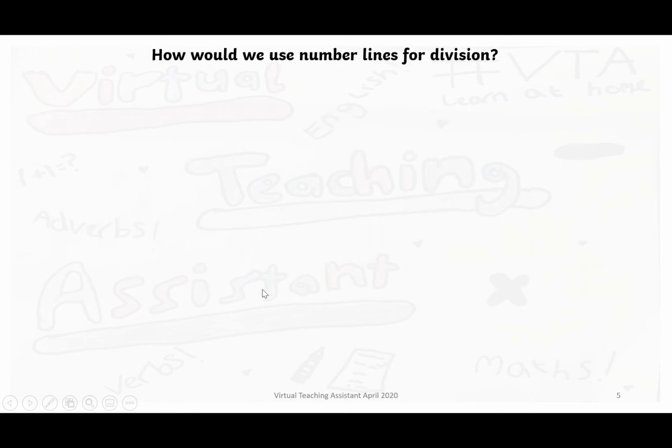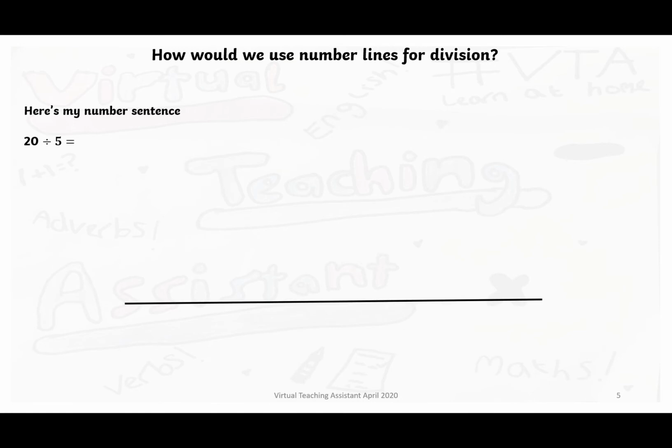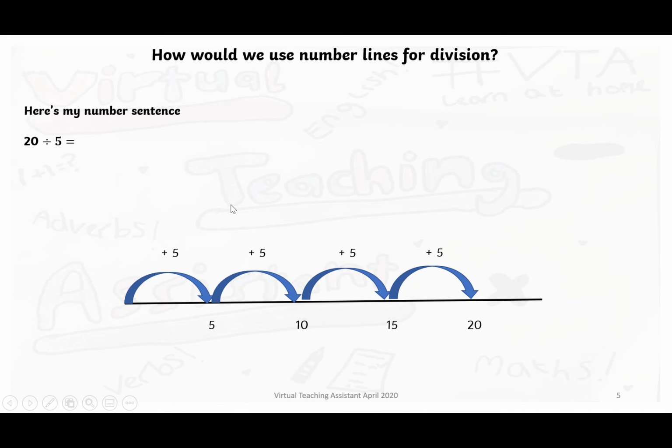All right? How would we use number lines for division? Okay, this is another method of doing it. So again, this is all the same action that we're doing. We're still doing division. It's just different ways of doing it. Okay, so what I'm going to do here is I'm going to count in my 5s until I get to 20, because I need to do 20 divided by 5. I know I can count in my 5s, so I'm going to go 5, 10, 15, 20.